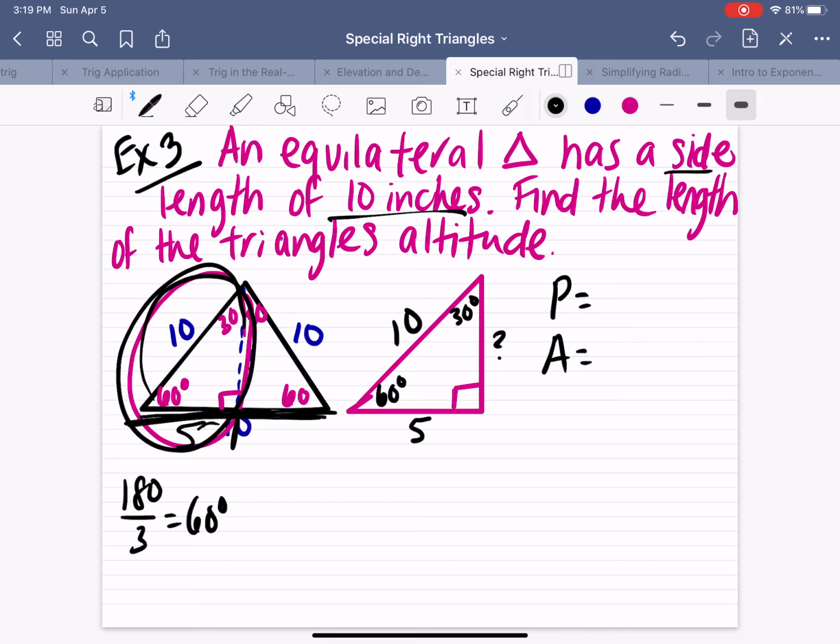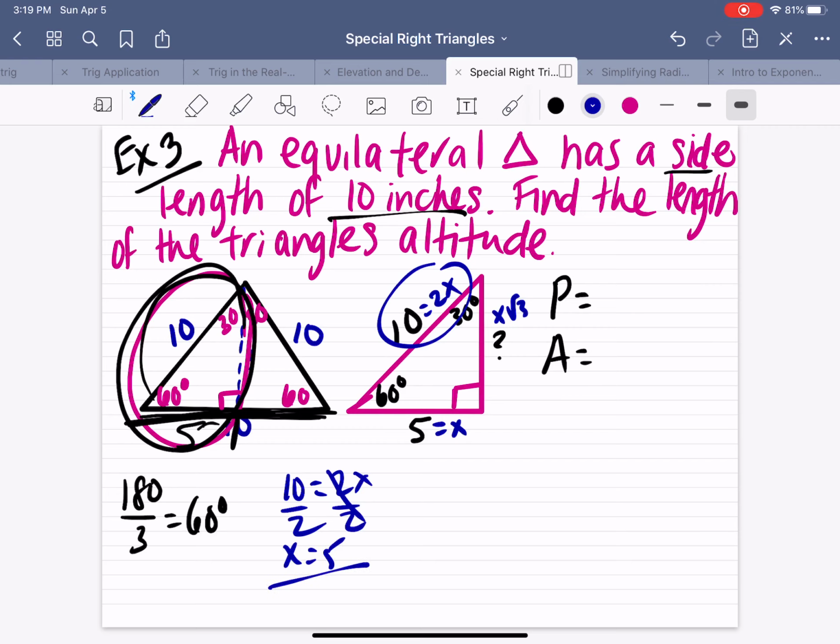Now let's label our sides. The side across the 30-degree angle is x. The side across the 60, which is what we're trying to find, is x root 3. And the hypotenuse, the one across the 90-degree angle, is 2x. So of course, that's the part that's going to help us solve for x. So 10 equals 2x. If you solve for x, you get x equals 5. So let's plug that in, and then we will be done.